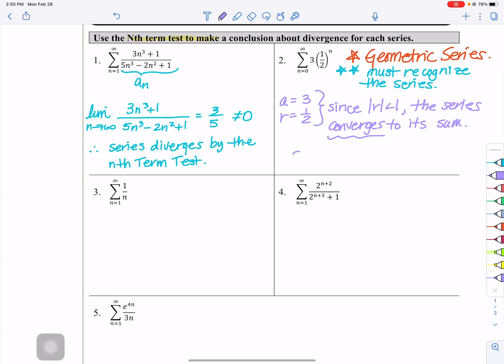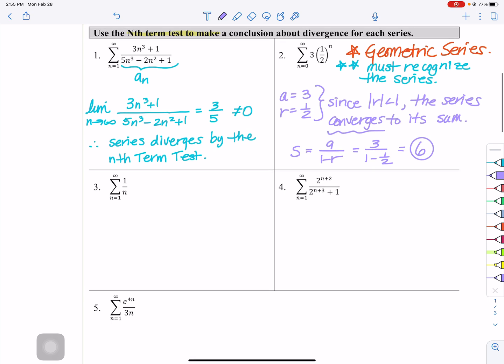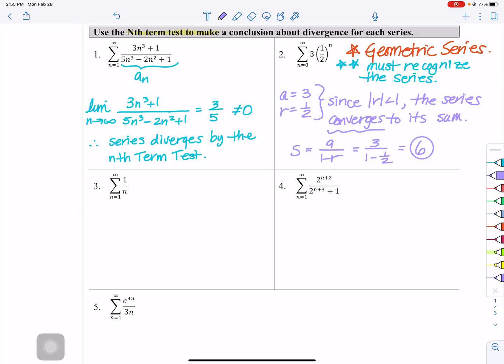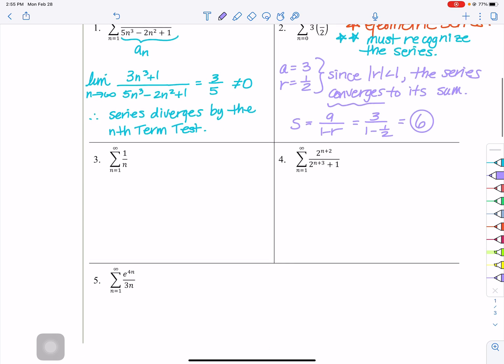So we already know that the series is convergent. Why don't we go ahead and find that sum? The sum is a over 1 minus r. 3 over 1 minus 1/2, and that's equal to 6. So we know that the series in number 2 converges, since it's a convergent geometric series.